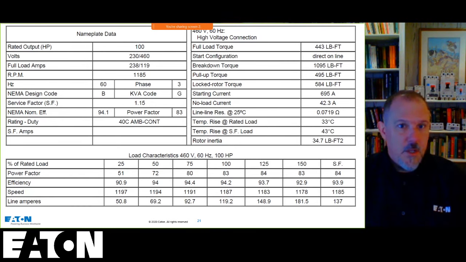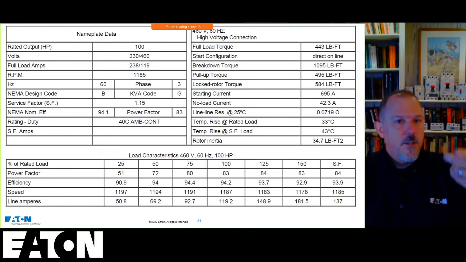But you'll notice there's a lot of information. We've got rated output horsepower. That's right there at the shaft. We've got the voltage, and you'll notice there's a 230 and a 460 volt rating, and there's also two versions of full load amps. So I could use this motor based on two different voltages, which is kind of cool. So a very versatile motor from Reliance. It tells me my frequency, my phase, my KVA code, my NEMA design code. We're going to talk about that, and there's that service factor. So this is a 1.15 service factor.